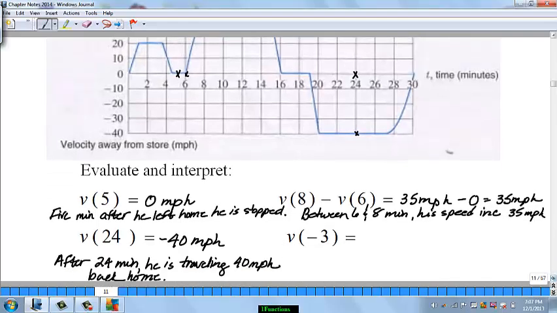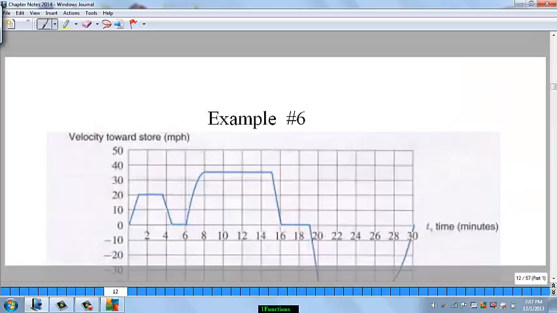And V of negative 3, well, there isn't any graph over here for V of negative 3, so it doesn't exist. You could say that he's at home at V of negative 3. But on our graph, it doesn't exist. He's at home. Maybe he's putting his shoes on. I don't know.